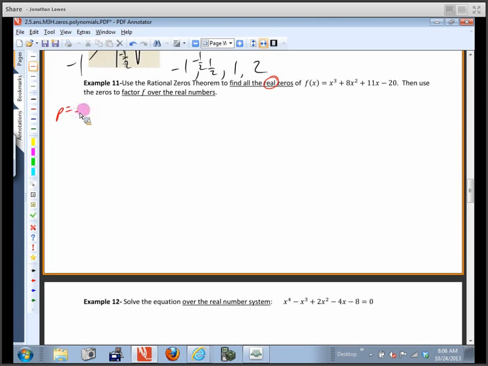Okay? We could say 20 or negative 20. Doesn't really make any difference. Okay? Now, what's Q? Q is 1. Is that nice when we have a Q of 1?